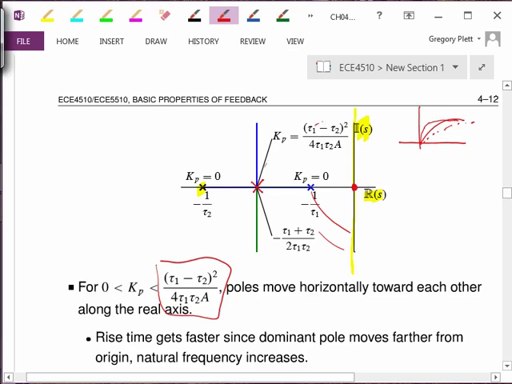The omega n is larger than it was before, so my rise time is faster, and the sigma is farther away from the origin than before, so my settling time is faster also. Great. Now something interesting happens to these roots. And if you look at the quadratic equation, it's obvious.